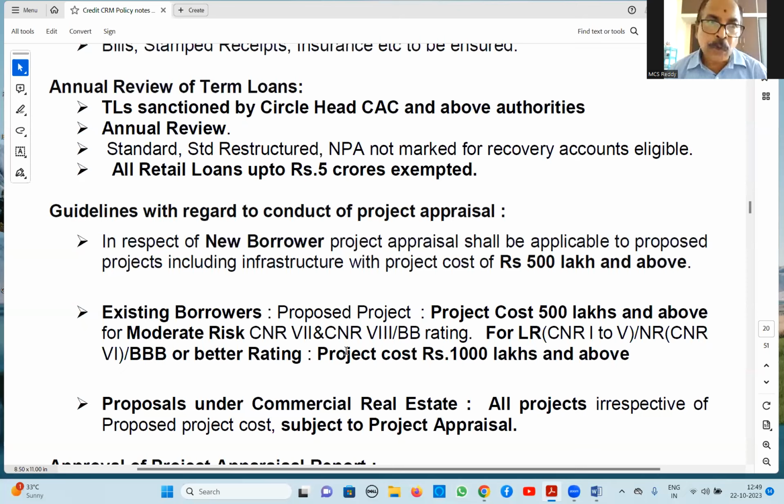In case of standalone term loans, that means exclusive term loans, where they are not enjoying working capital, in such cases we will do the yearly review. In case of working capital also being enjoyed, at the time of renewal of working capital, this review will also be done. This is when it is to be done, right?